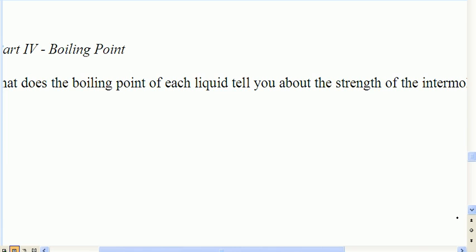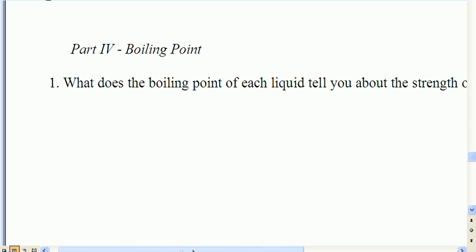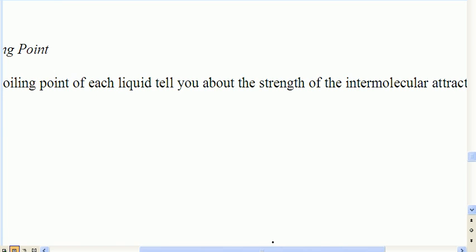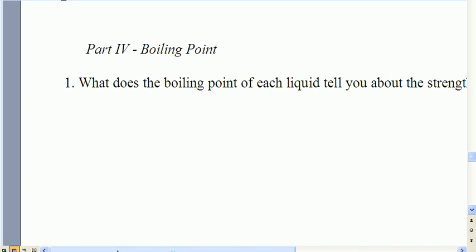Alright guys, back finishing up the vodcast to lab 3.1p. We're on part 4. What does the boiling point of each liquid tell you about the strength of the intermolecular interactions? This is a very common question, and what I just want you thinking about is this.